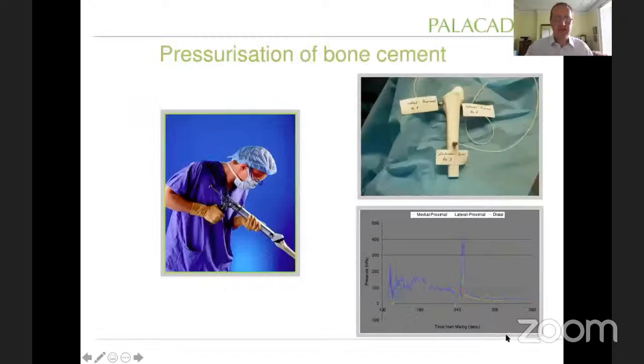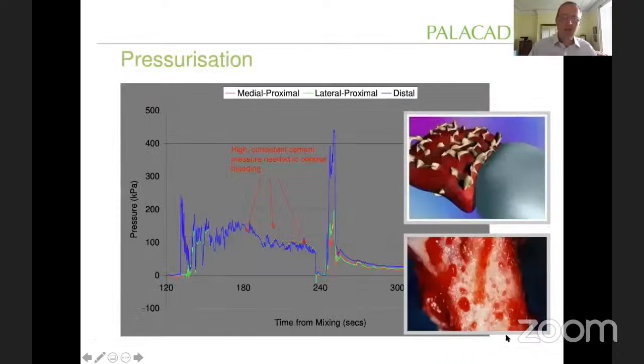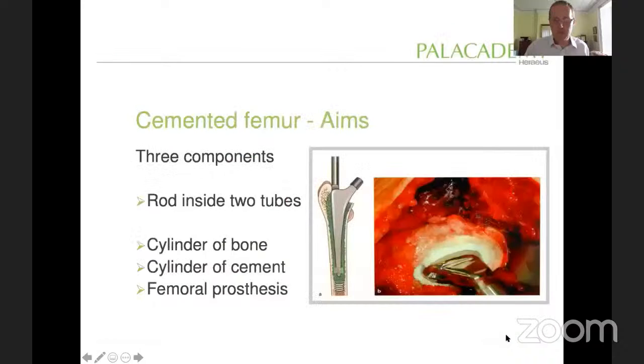The important thing is once you put it in, you get this first spike of pressurization when you're going in with the gun, and you get another spike when you put in the stem itself. You need high enough pressure to resist the bleeding back pressure of the bone, okay? And you need your cement to have a low enough viscosity still, so not too late in its setting time, so that it can push the cement out. And the aims of your cemented stem technique are to produce a rod inside two tubes, your cement tube and your bony tube.